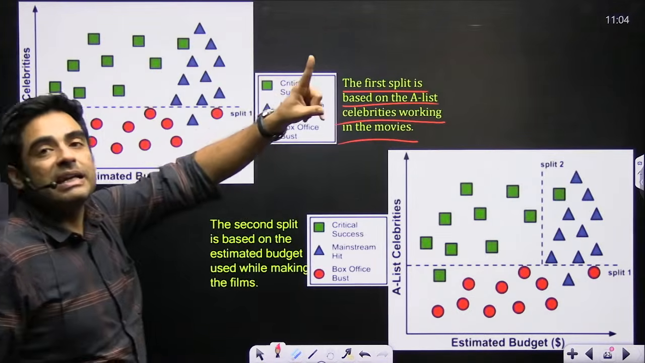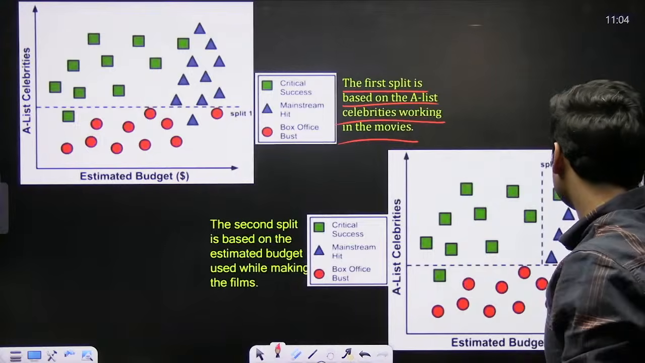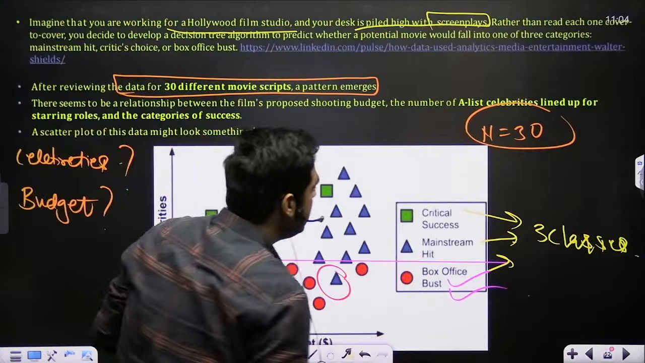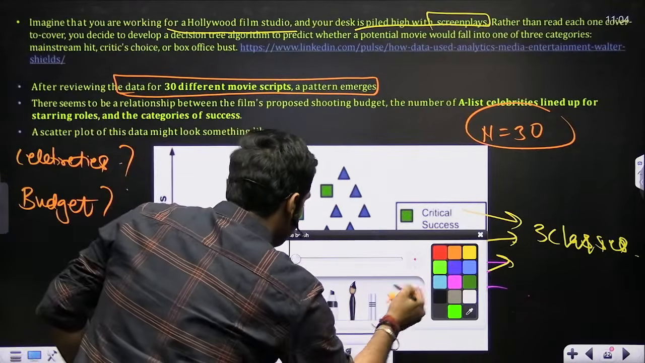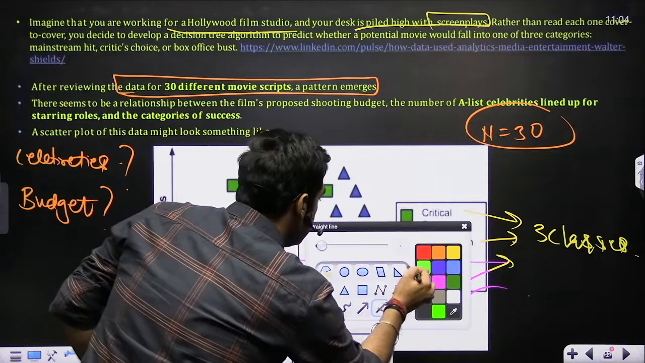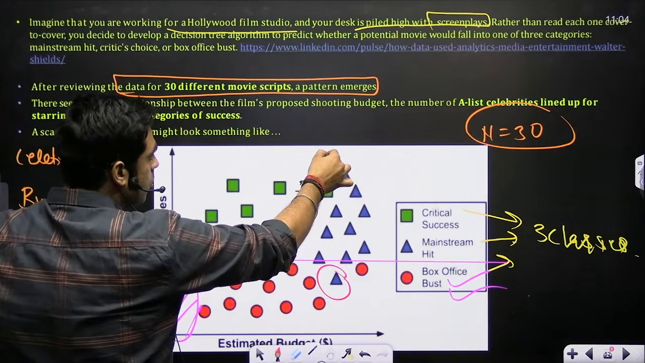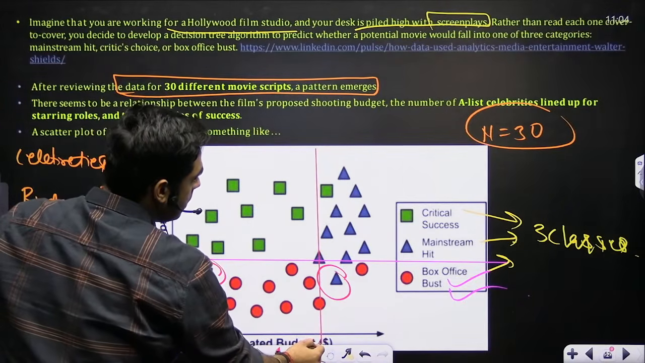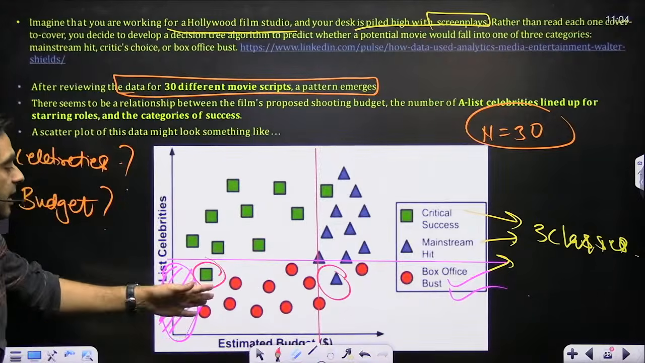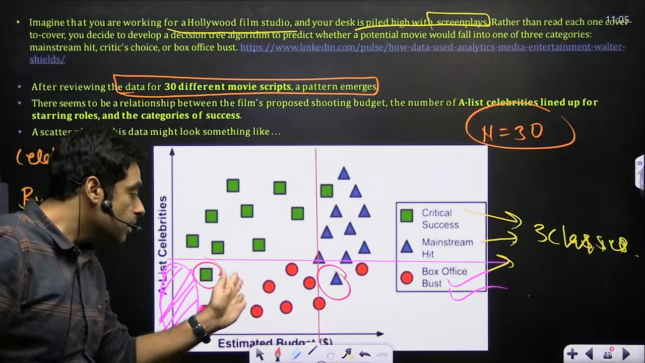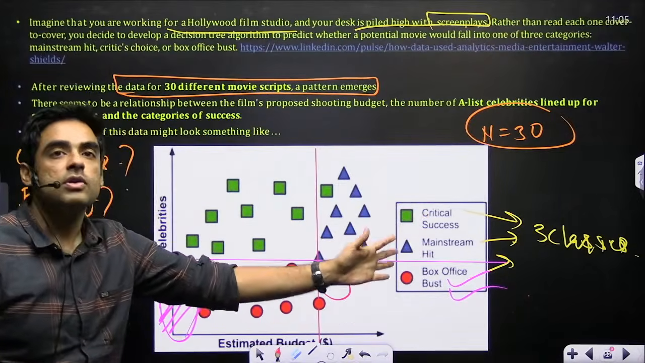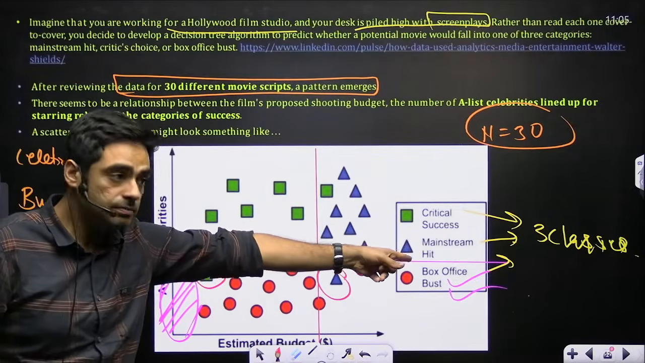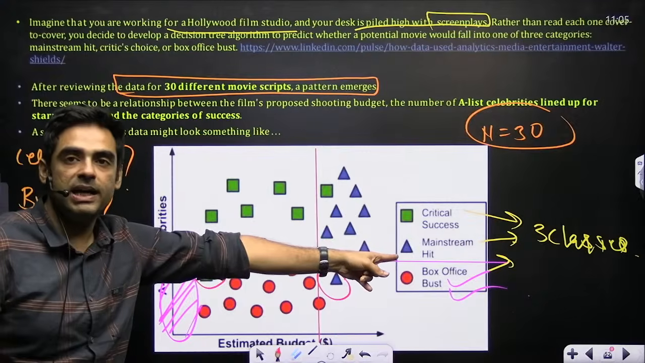Then the next split I would be making along the estimated budget. If I make the next split here, and I try to make the movie for more than 10 crores or more than 15 crores, the probability is high that I would be getting a mainstream hit.